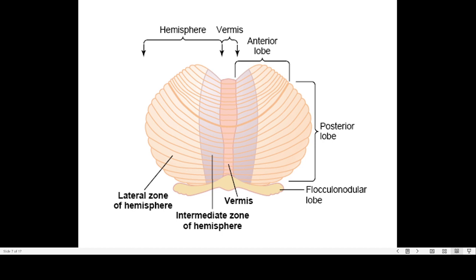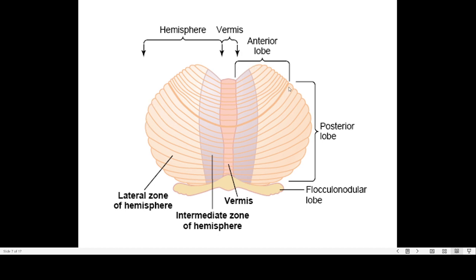Then by superior aspect, you can see the center portion. This center portion is usually the vermis, as you already know. Just on the lateral side of this vermis, that portion is called the intermediate zone. Then lateral to that is the lateral zone of the hemisphere. So this is the identical point in relation to the functional concept.